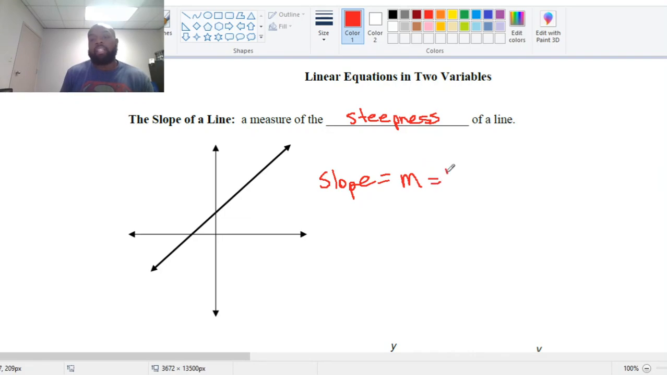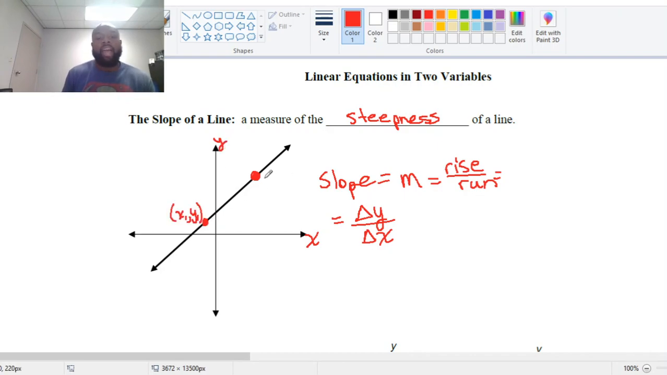It is basically your rise over your run, or in the calculation, your change in y over your change in x between any two points that a line passes through. So for instance, if I have a point here and a point here that my line passes through, and we're in our xy plane, and I call this point (x1, y1) and this one (x2, y2), then I can get a measure of the slope, or steepness, of our line by doing the change in y over the change in x.